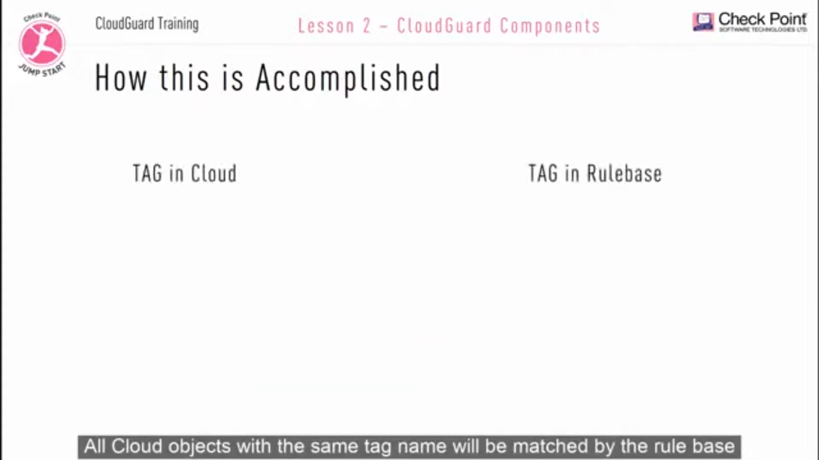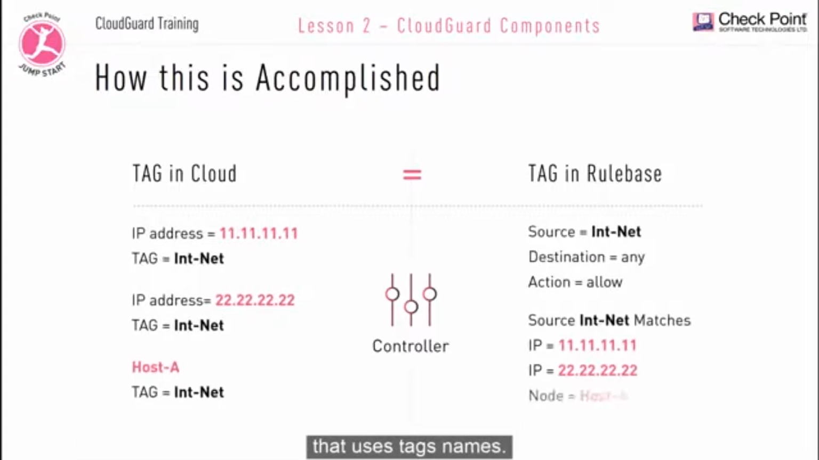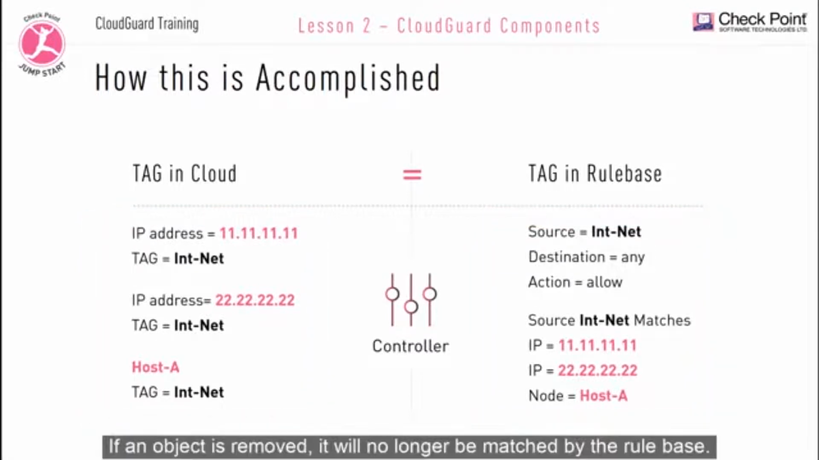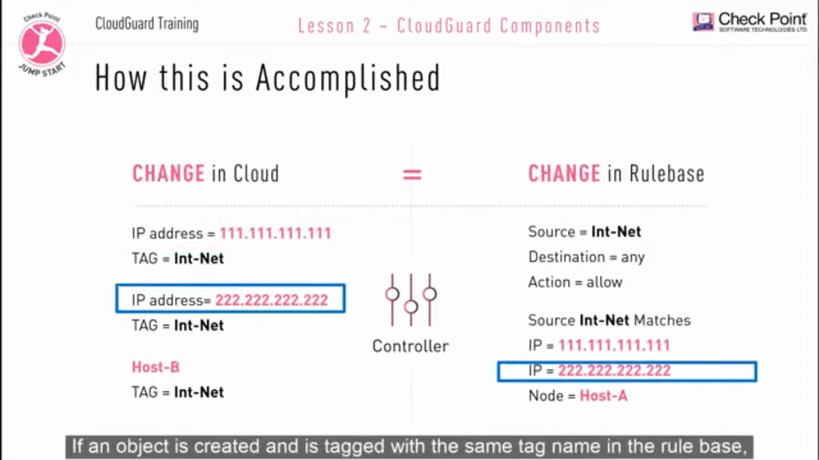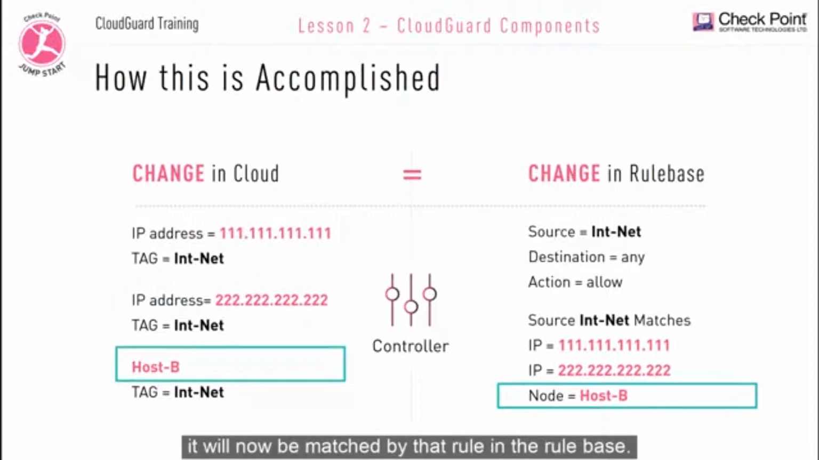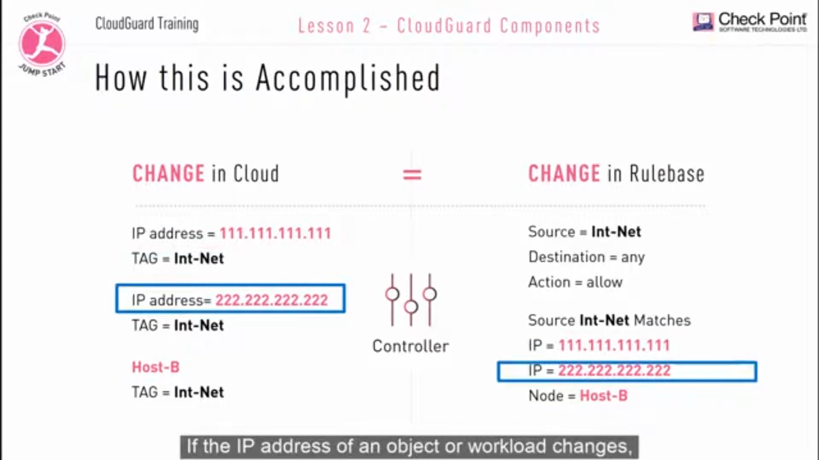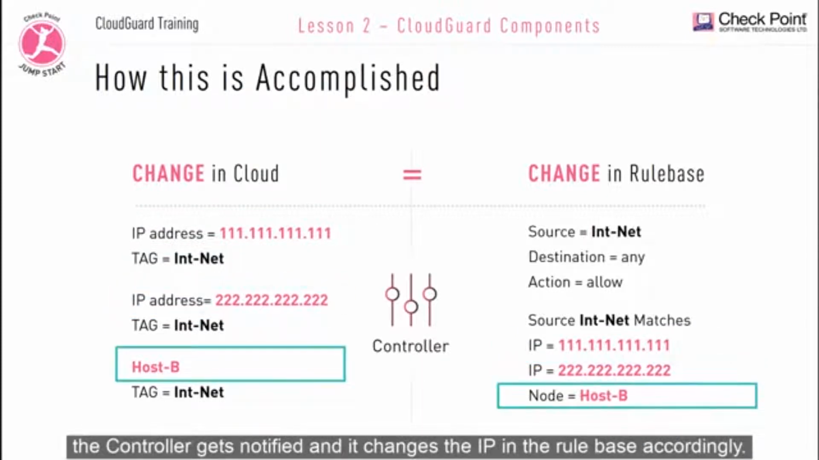All cloud objects with the same tag name will be matched by the rule base that uses those tag names. If an object is removed, it will no longer be matched by the rule base. If an object is created and then tagged with the same tag name in the rule base, it will now be matched by that rule in the rule base. If the IP address of an object or workload changes, the controller gets notified and it changes the IP in the rule base accordingly.